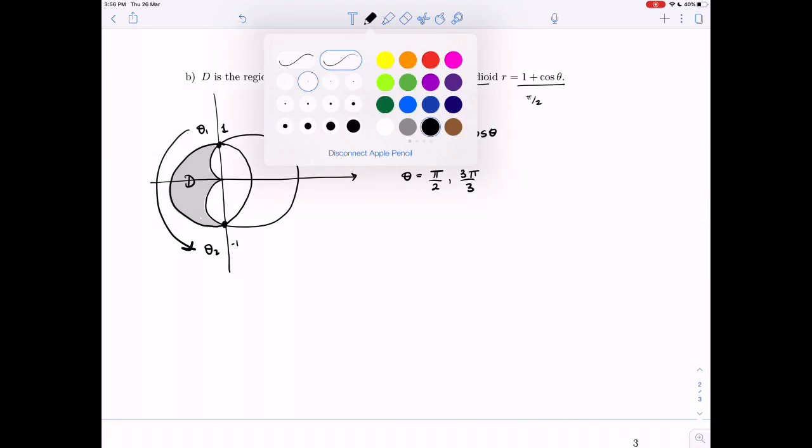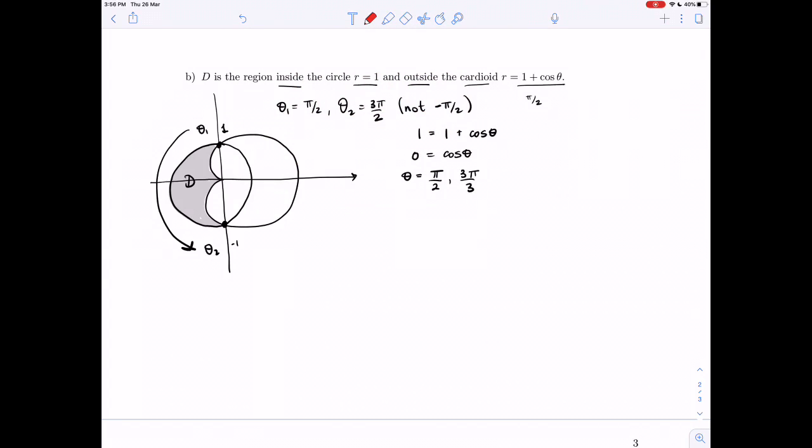Now we want the curves. Let's add a little bit of color here. So the inner curve is the cardioid. The outer curve is the circle.